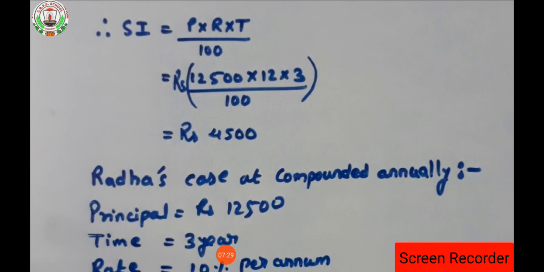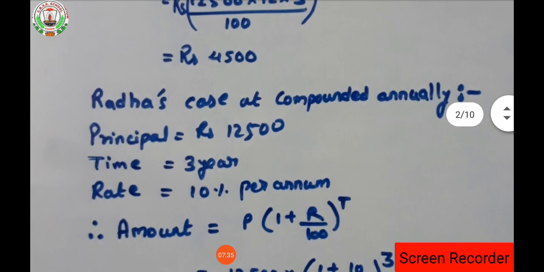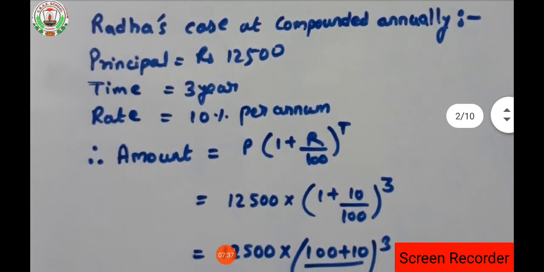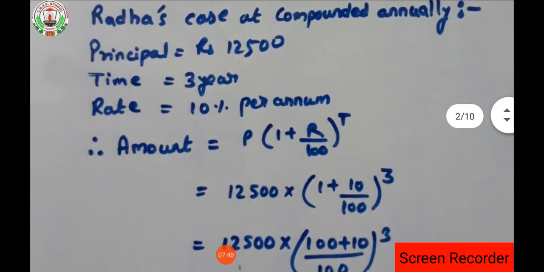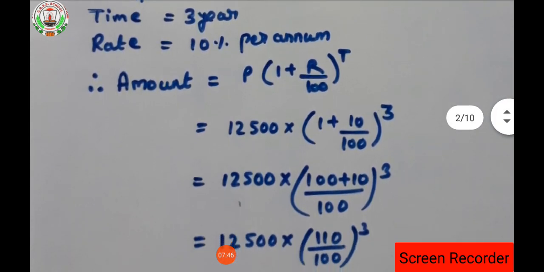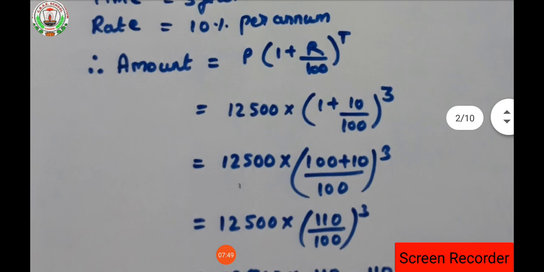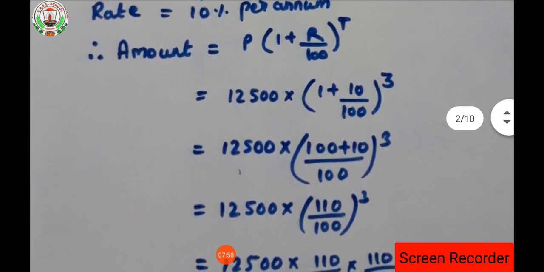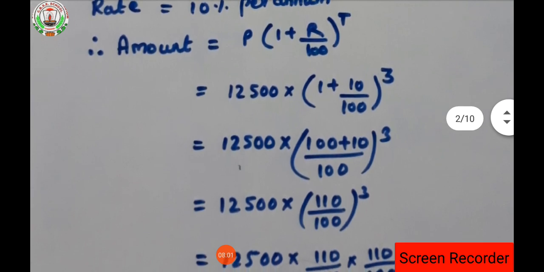Now in the case of Radha, we have to find the compound interest, compounded annually. So the principal will remain the same, that is 12,500, time is 3 years, but the rate of interest will be changed, that will be 10%. What is the formula for the amount? Amount is equal to P into 1 plus R upon 100, whole to the power T, where P is 12,500, 1 will remain as it is, R is 10%, 100 will remain as it is from the formula, and T, that means the time value, is 3.